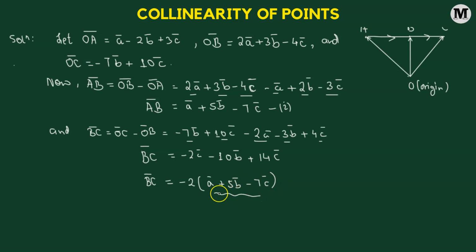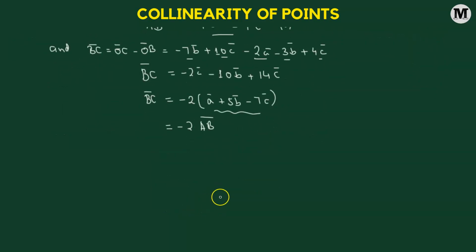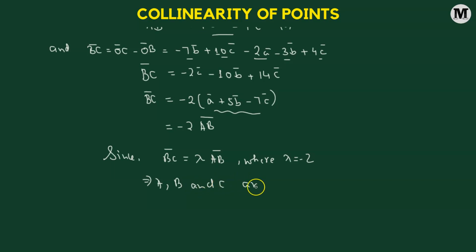And here we can replace A vector plus 5B vector minus 7C vector with number 1, that means with AB vector. This will be equal to negative 2 times AB vector. Now, what we have shown here is that BC vector equals some scalar lambda times AB vector, where our value of lambda is negative 2. This simply tells us that the points A, B, and C, these 3 points, must be collinear. So they are collinear in nature. So we've successfully proved the problem.